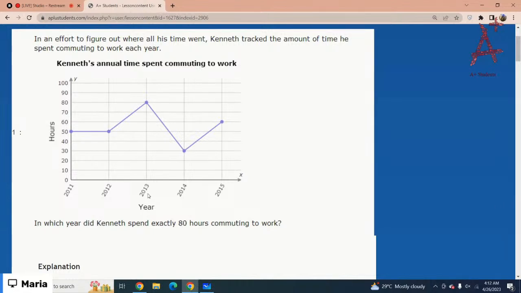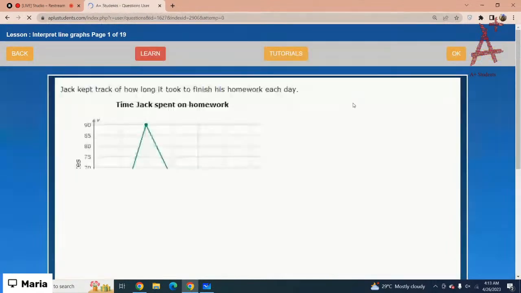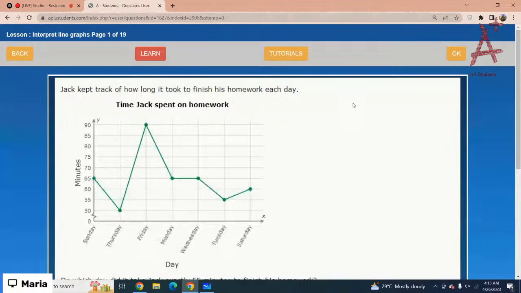Okay, so in which year did Kenneth spend exactly 80 hours commuting to work? So here's the value. On the y-axis you have the hours. So just look at the 80 hours. Here is the point right in front of 80 hours and match it to the year. So that means in 2013, Kenneth spent exactly 80 hours commuting to work. Got it? You just have to understand how to read the graphs. You guys are in grade 7 and I assume you know how to read the graphs.